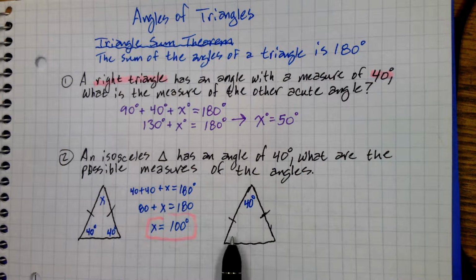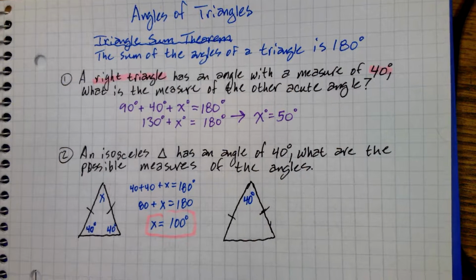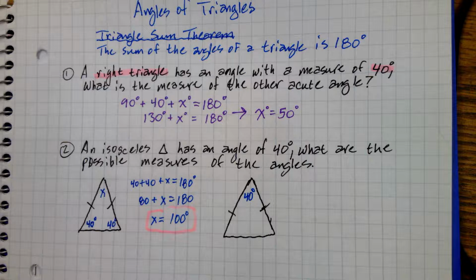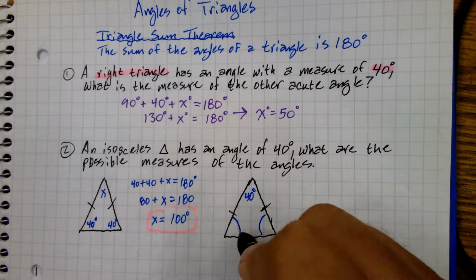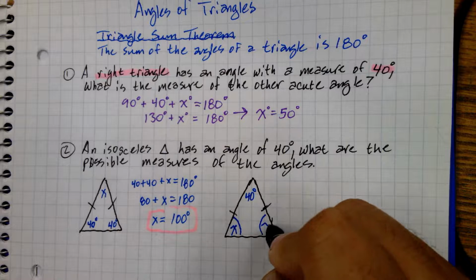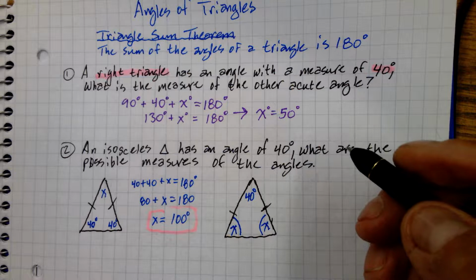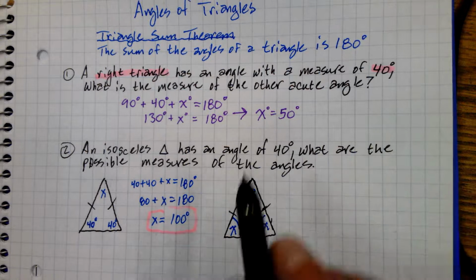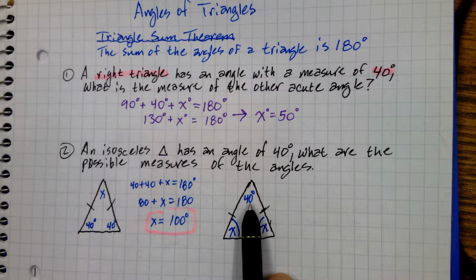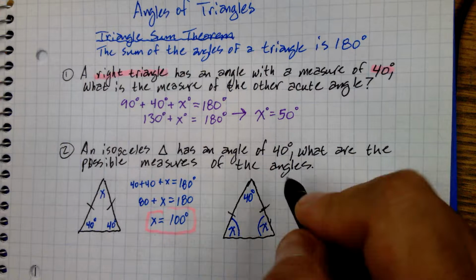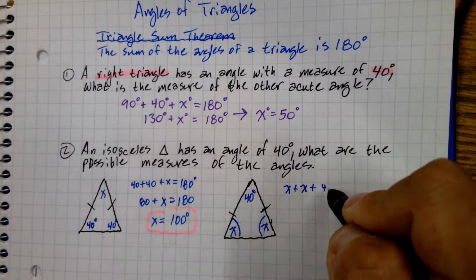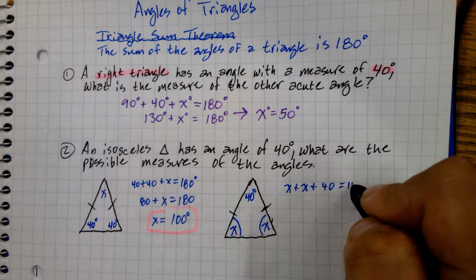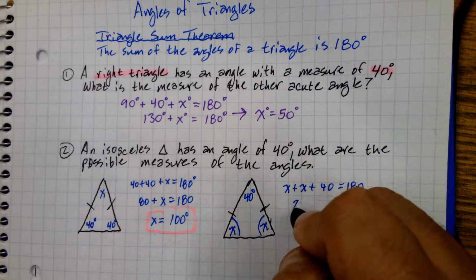Well, what do we know about these two angles? Don't they also have to be the same? They have to be what we call congruent. So let's just call both of them x. So the other possibility is that this vertex angle, we call it, is 40. So this is x and this is x. So we got x plus x plus 40 equals 180. So this would be 2x.